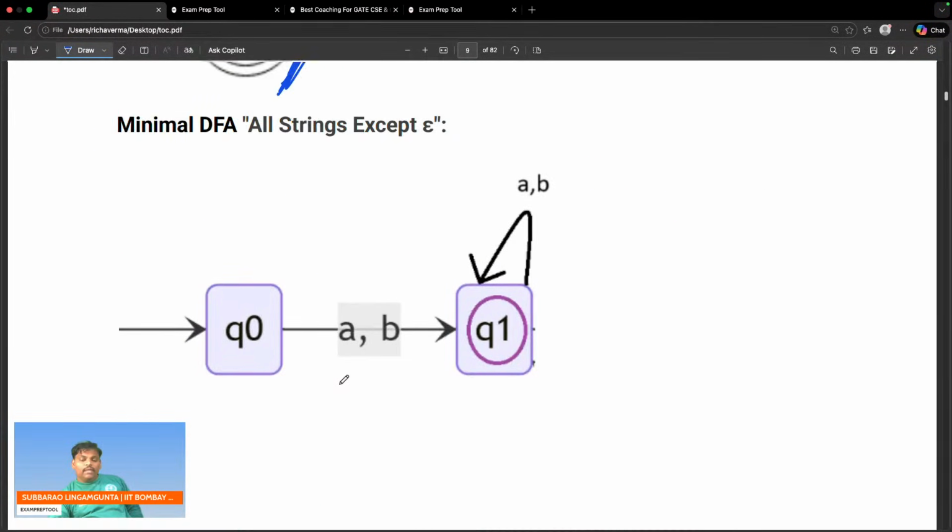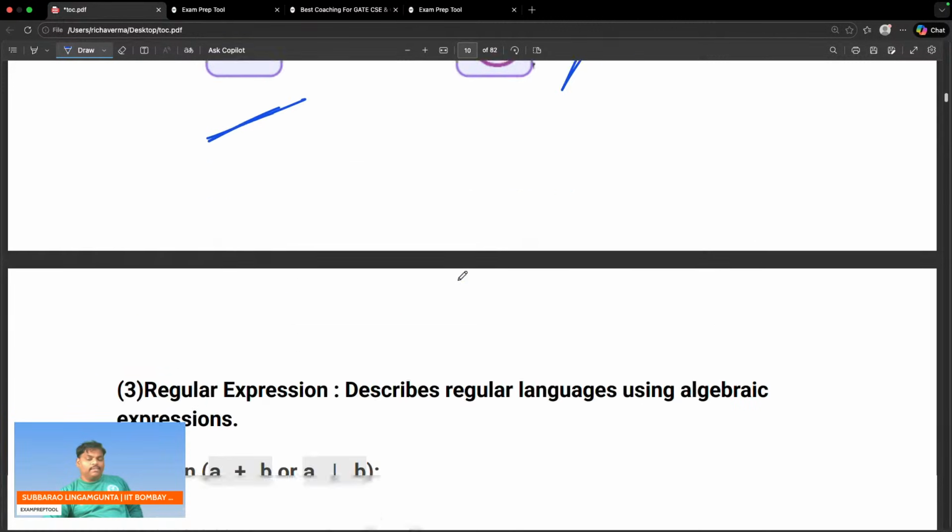Next one, a minimal DFA accepting all except epsilon. The starting state and final state cannot be the same, right? You have to divide both of them. On a or b, I will go to Q1, which is already a final state. On Q1, anything is accepted. So excluding epsilon, everything is accepted.